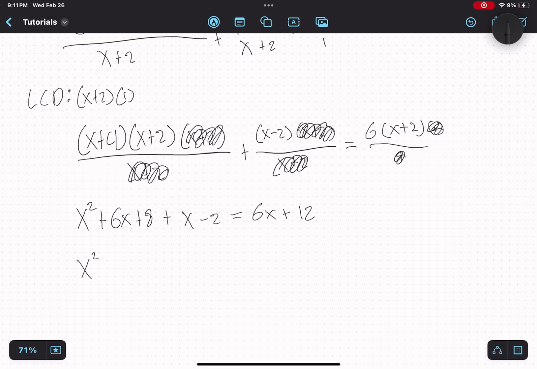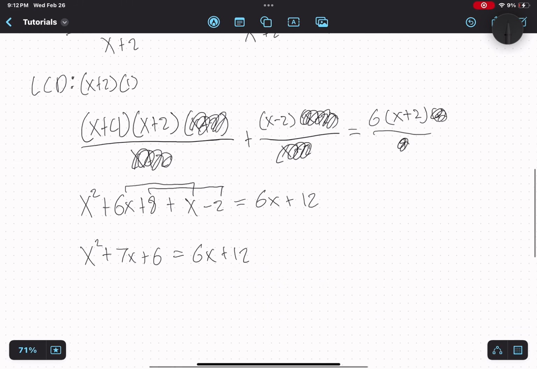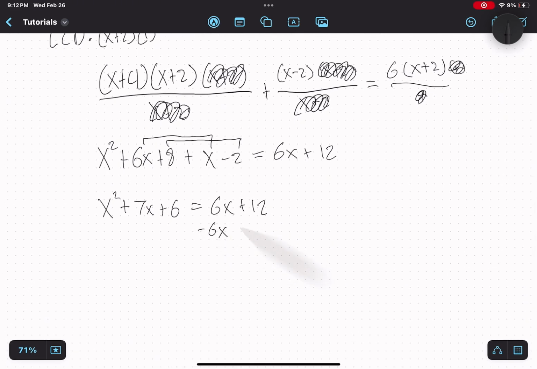Now again, we must combine like terms. So 6 plus 1 is equal to 7, so we'll have 7x. And 8 plus negative 2 is equal to 6. So we have x squared plus 7x plus 6 is equal to 6x plus 12. And again, we've got to subtract 6x plus 12 from both sides. So now we'll have x squared plus 7x plus 6 minus 6x minus 12.